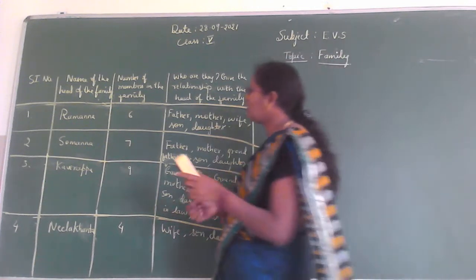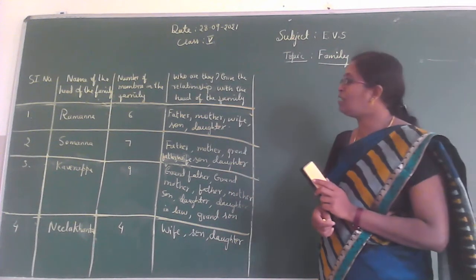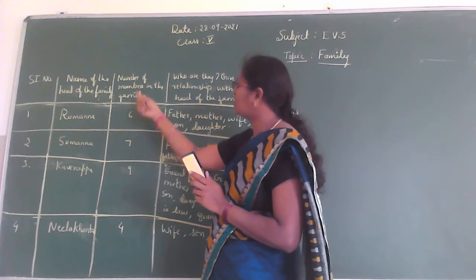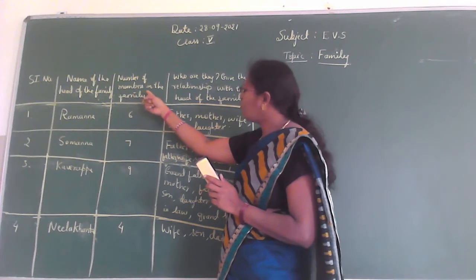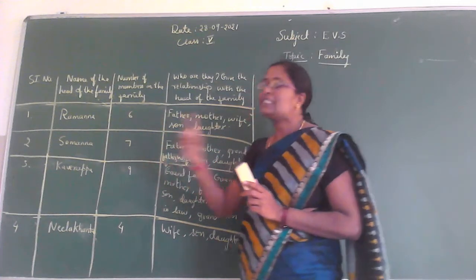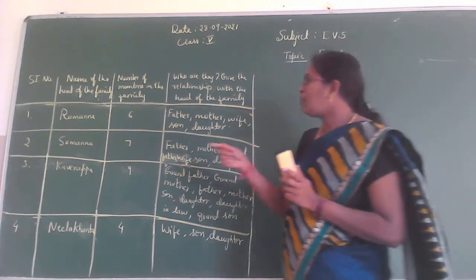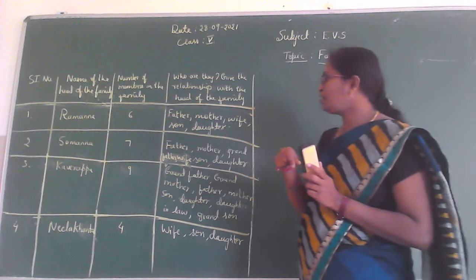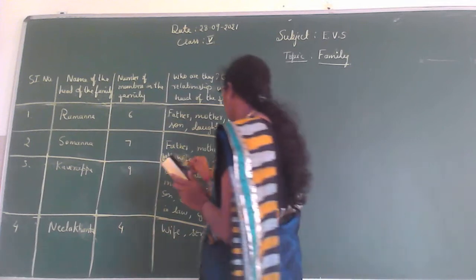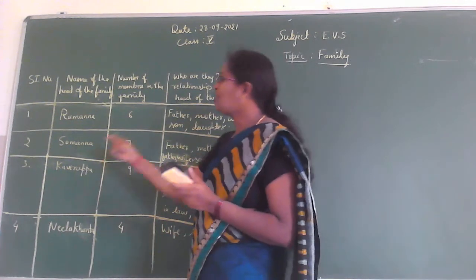Let us move to the second family, that is Somana's family. How many members are there in Somana's family? Yes, 7 members. In the second column, you can identify that it shows the number of members in the family. 7 is correct. So who are they? Somana has a father, mother, grandfather, wife, son and a daughter. They are living in the same house with Somana.